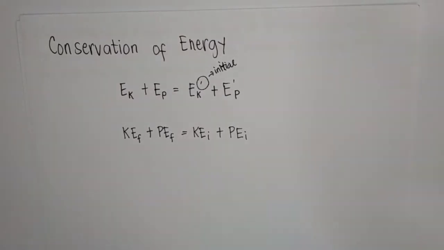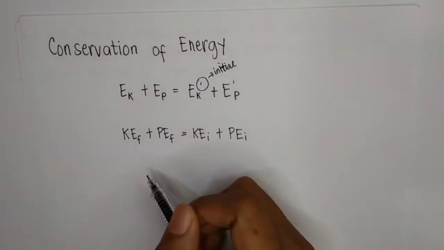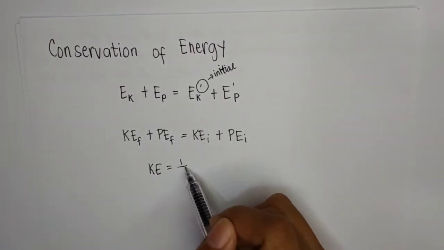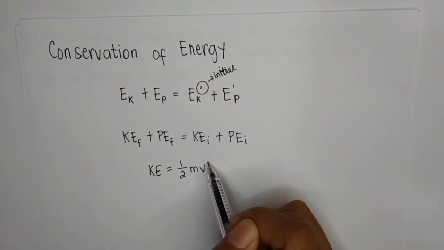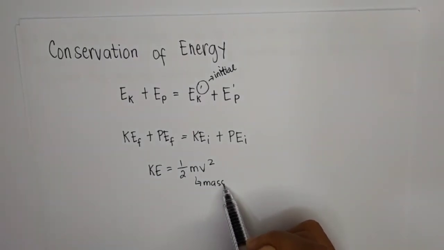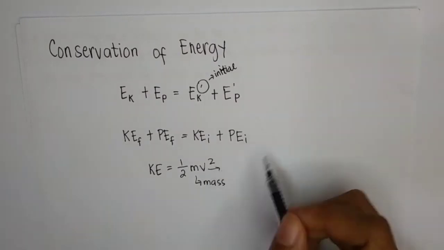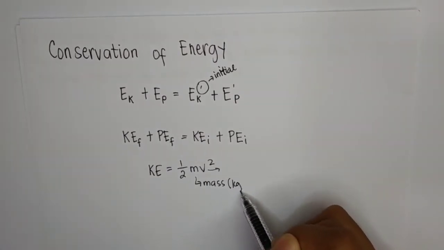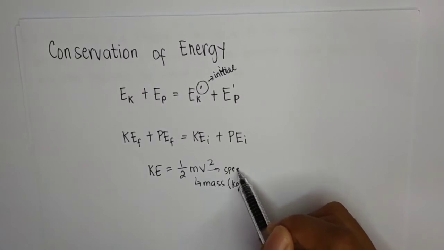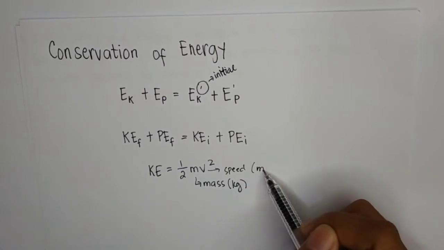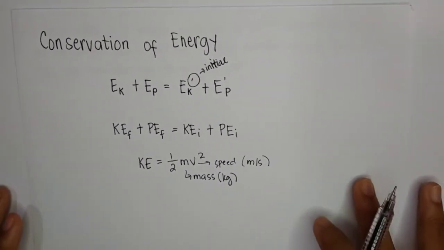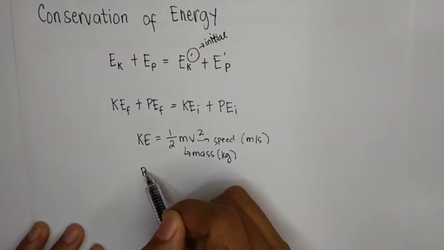So, let's recall ang formula sa ating kinetic energy. Our kinetic energy formula, we have 1 half mv squared, on which yung m natin, that is the mass. Yung mass natin dapat naka-kilogram siya. Yung v natin, that is our speed, dapat naka-meter per second yung v natin. And also, we have here sa ating potential energy.